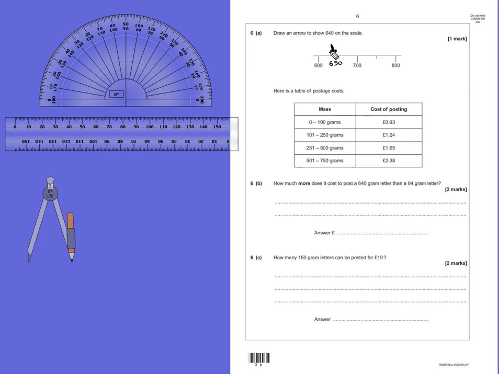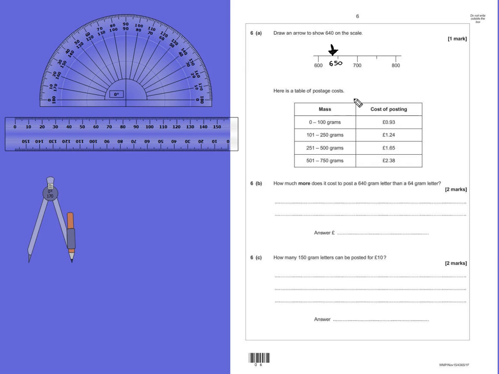Just showing a small arrow very clearly, pointing to where on the line you would put it. If your arrow was towards 600, you would probably lose that mark, because we have to realise that if that's where 650 is, 640 is going to be very close to it.